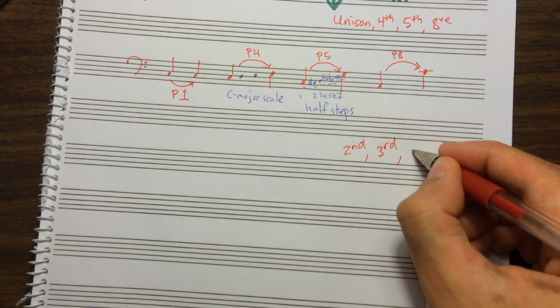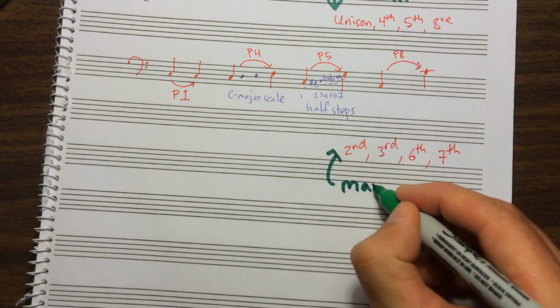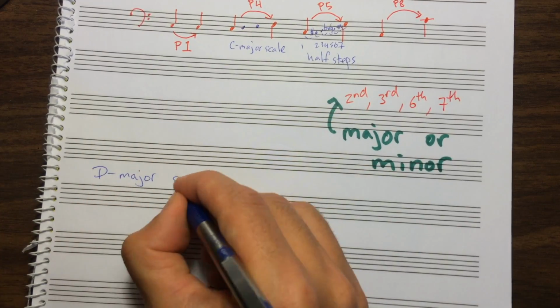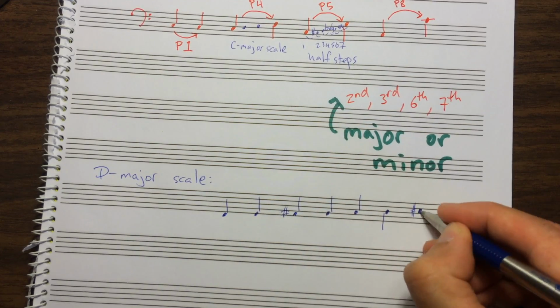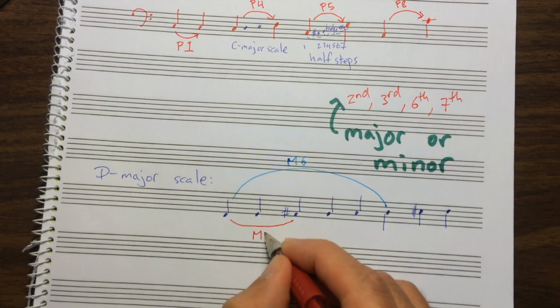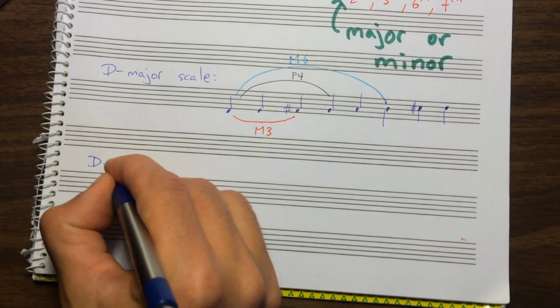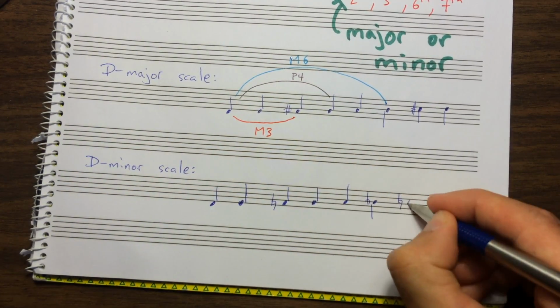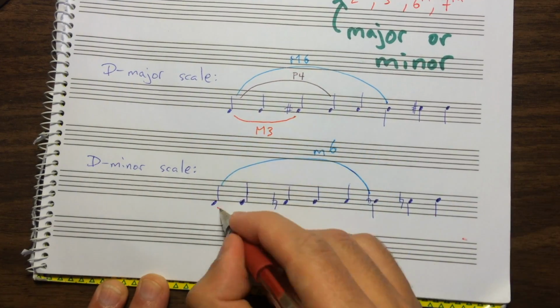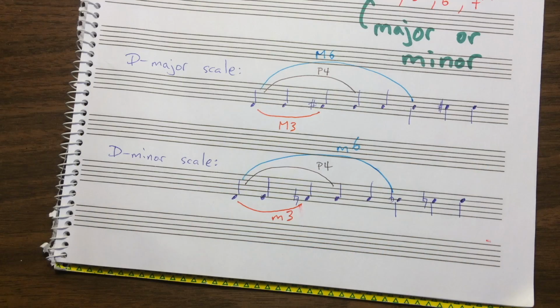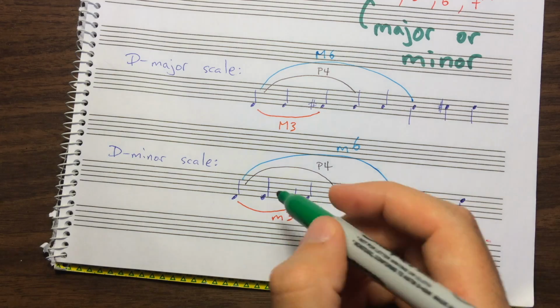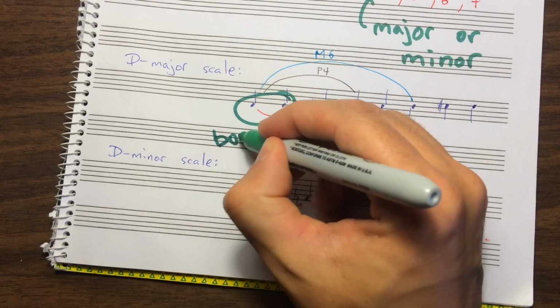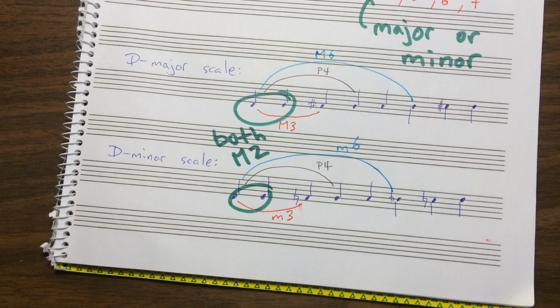Seconds, thirds, sixths, and sevenths can be minor or major. All intervals above the tonic in a major scale are major or perfect intervals. If we turn this major scale into a natural minor scale, the perfect intervals stay the same, but the major intervals become minor intervals. The exception is the second, which is a major second in both scales.